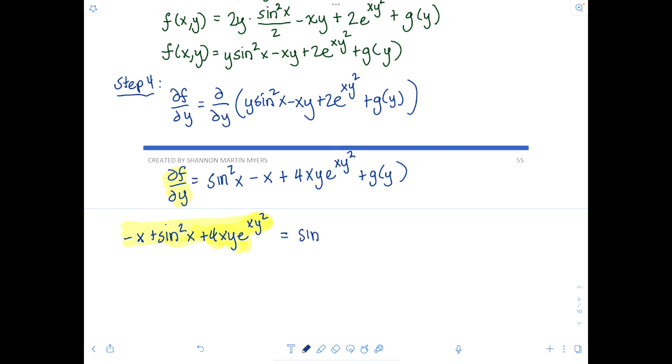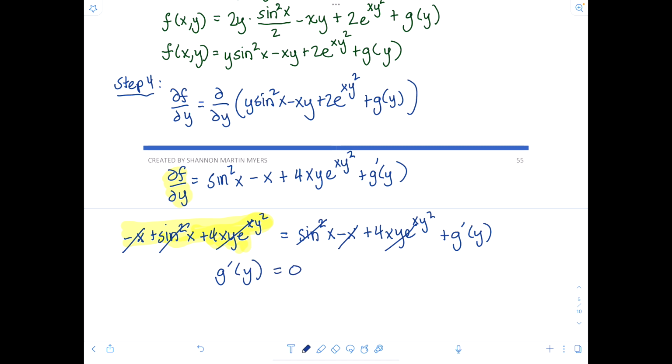So we'll have sine squared at x minus x plus 4xy e to the xy squared plus g prime at y. Oh, and this was g prime, we've already differentiated. Now we want to get g prime of y alone, so let's see what zeroes out. The sine squared at x terms zero out because they have the same sign, so do the minus x's. So do these. So it turns out that g prime at y is 0.